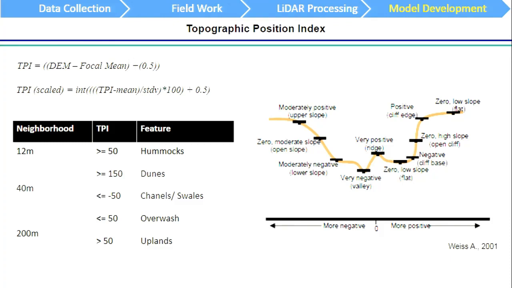Dunes and channels and swales are medium-sized features. They have a medium-sized neighborhood. Dunes are peaks. They have a positive TPI, whereas swales and channels are low portions, and they have a negative TPI. The large areas in the barrier island are the overwashes and the uplands. They have a large neighborhood, and respectively, overwashes are like uplifts, and so they have a positive TPI, whereas the upland areas are relatively flat.